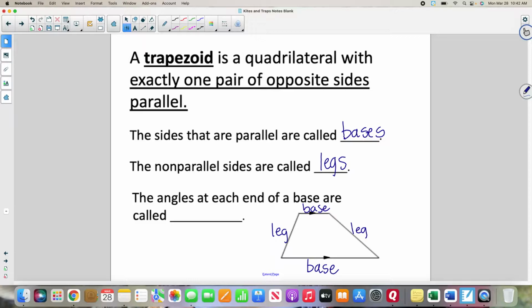The angles at each end of a base are called base angles. Your parallel sides are called bases. Does that mean all angles are base angles? Yes, but in a minute we're going to talk about which angles go together. This is one set of base angles, and this is another set of base angles. Okay? Can you scroll up so I can see this first? Kites and trapezoids.